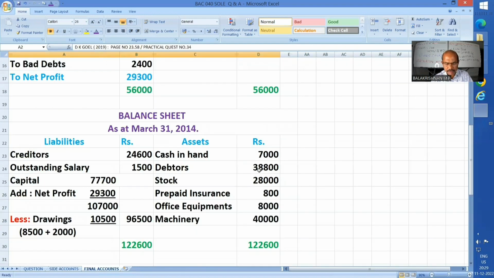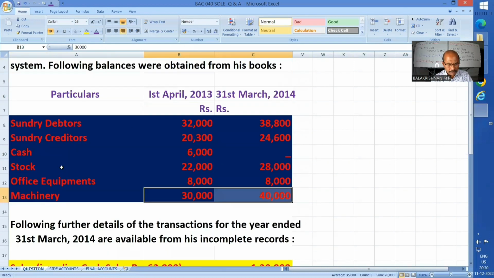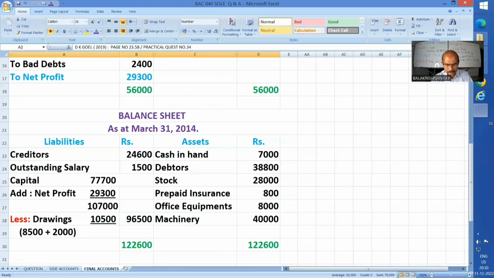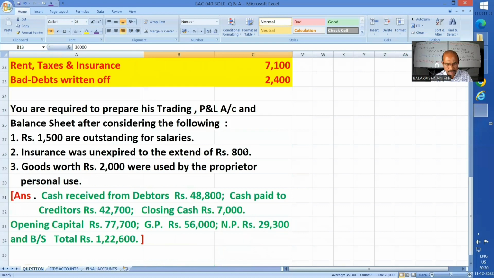There is no provision, nothing. Then you may ask, what about the bad debts? Bad debts were written off; having been written off subsequently, only that has been taken into account. They never said bad debts are to be written off, right? Now, next, stock. What has been my closing stock? 28,000. Prepaid insurance. You know that prepaid insurance is there to the extent of 800. That's also an asset.